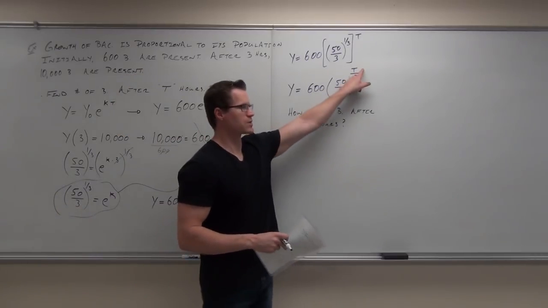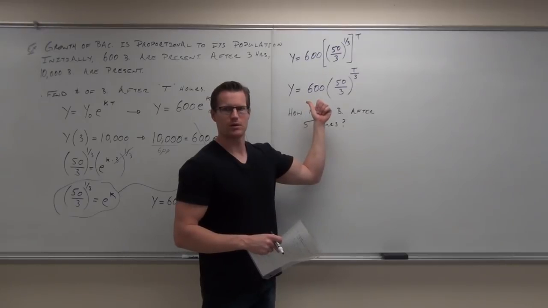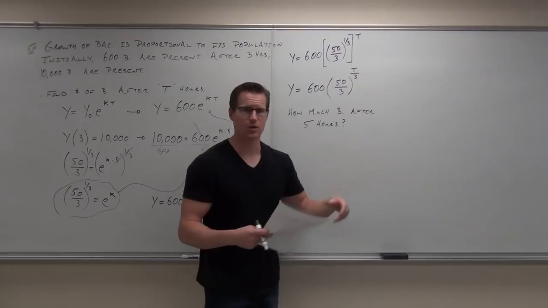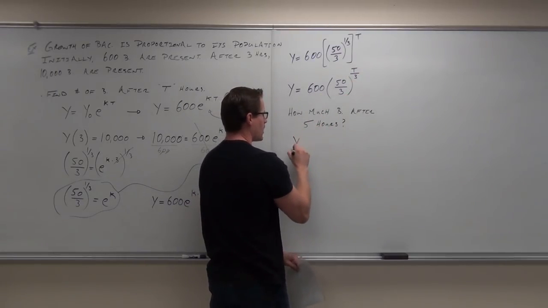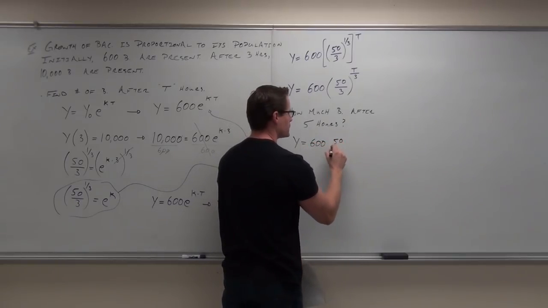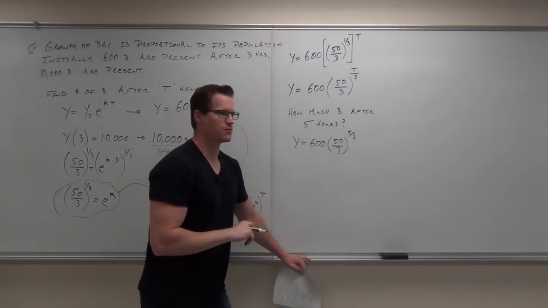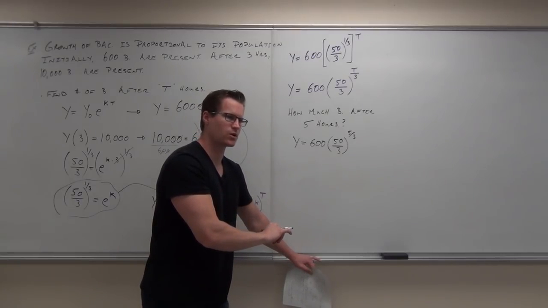The t stands for your time. What's the y stand for? Your amount, your end. That's very good. Your population, no matter what, stands for your population. So population size and your time. So if I want after 5 hours, our population would equal a starting population of 600 times 50 over 3 to the 5/3. So we do 50 divided by 3, take it to the 5/3 power, then multiply by 600, by order of operations. Make sure you do it in that order.